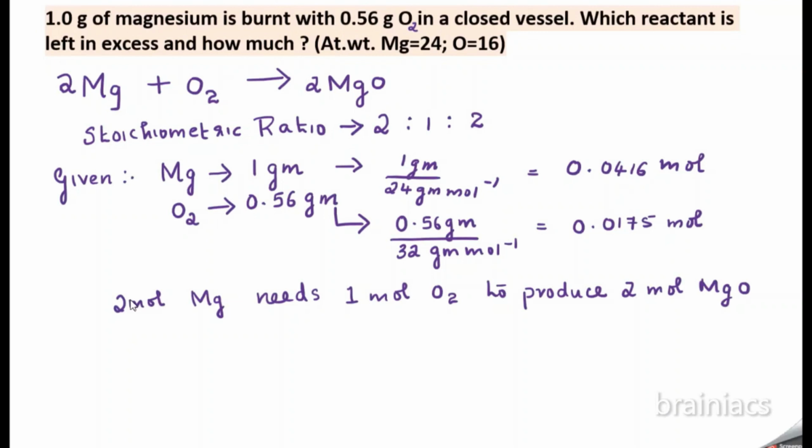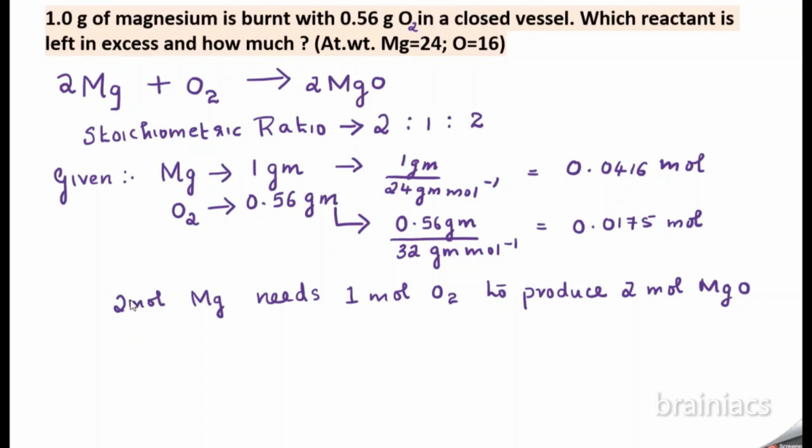Now what they are asking in the question is which reactant is left in excess and how much. So they are telling that when you are given magnesium of this much quantity, that is 0.0416, and O2 of the quantity 0.0175, one of the reactants will be left in excess. That means there is a limiting reagent in this case. Whenever there are 2 reactants and the given quantity is given for 2 reactants, there is always a possibility of a limiting reagent.